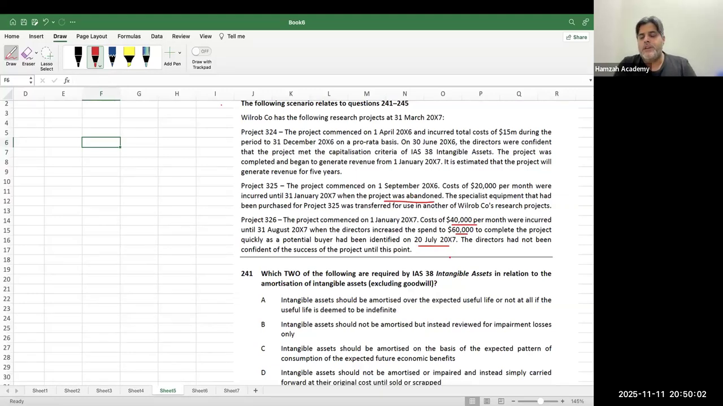So which two of the following are required by IAS 38 intangible assets in relation to the amortization of intangible assets, excluding goodwill? What two things are required? Number one, intangible assets should be amortized over the expected useful life, or not at all if the useful life is deemed to be indefinite.